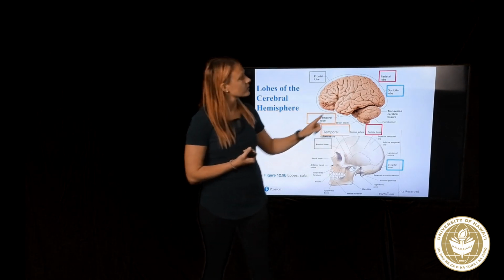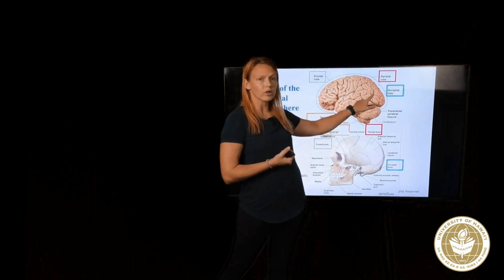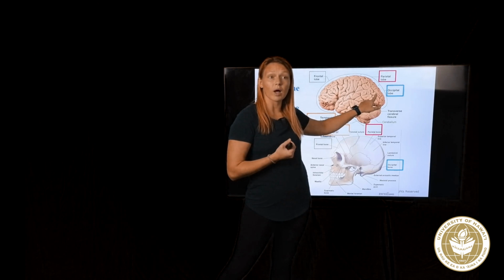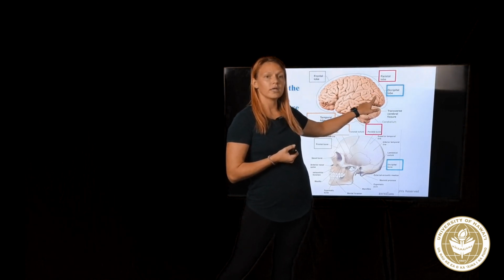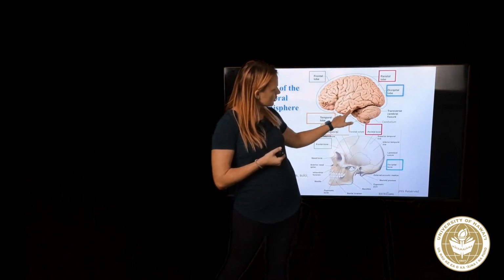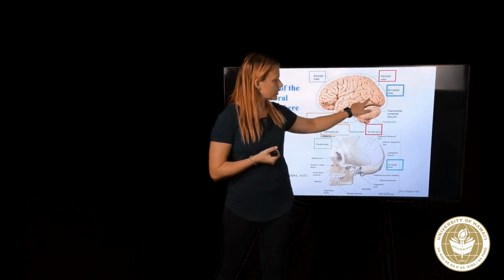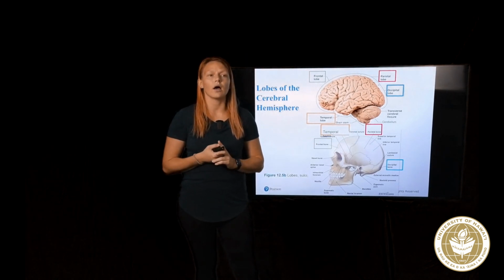Then right behind it is your parietal lobe in red. Then the occipital lobe is right posterior to that, right here in the light blue. Then underneath the frontal and the parietal is this temporal lobe, which you see in orange here. So that's your temporal lobe.